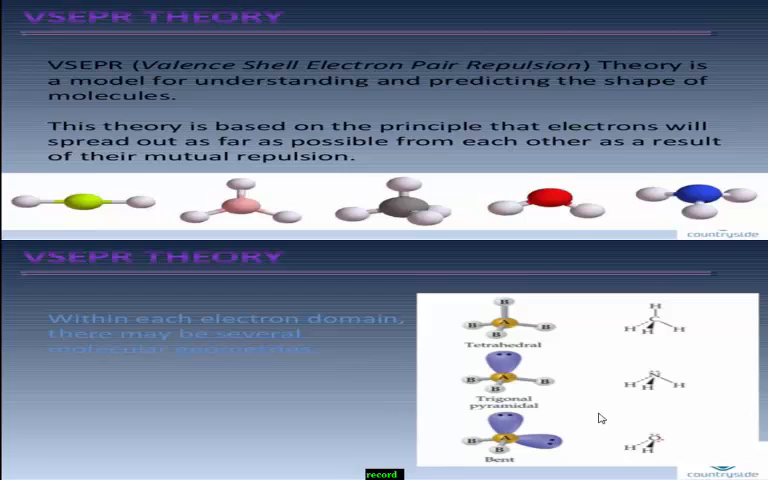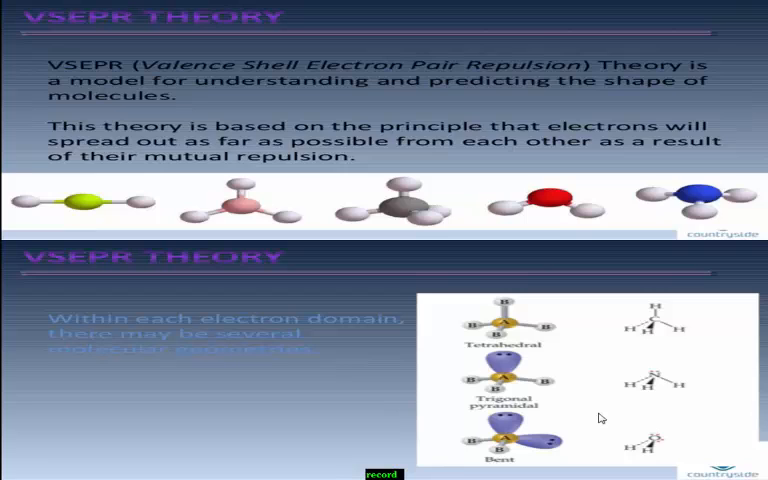In that, if I take some points, the first one is: the shape of the molecule depends upon the number of valence shell electron pairs around the central atom. Valence shell electron pairs repel one another because they are negatively charged. To overcome this repulsion, the electron pairs arrange themselves in space and move away from one another.